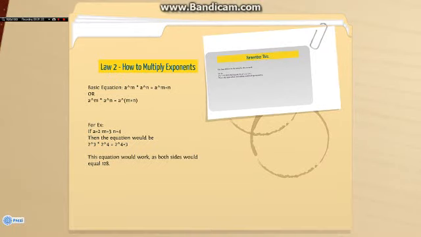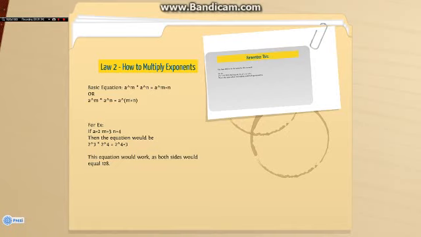Law 2, how to multiply exponents. The basic equation is a to the power of m multiplied by a to the power of n equals a to the power of m plus n, or you can see the second equation there. I grouped m and n together just to make it more visually appealing because it still equals the same thing.